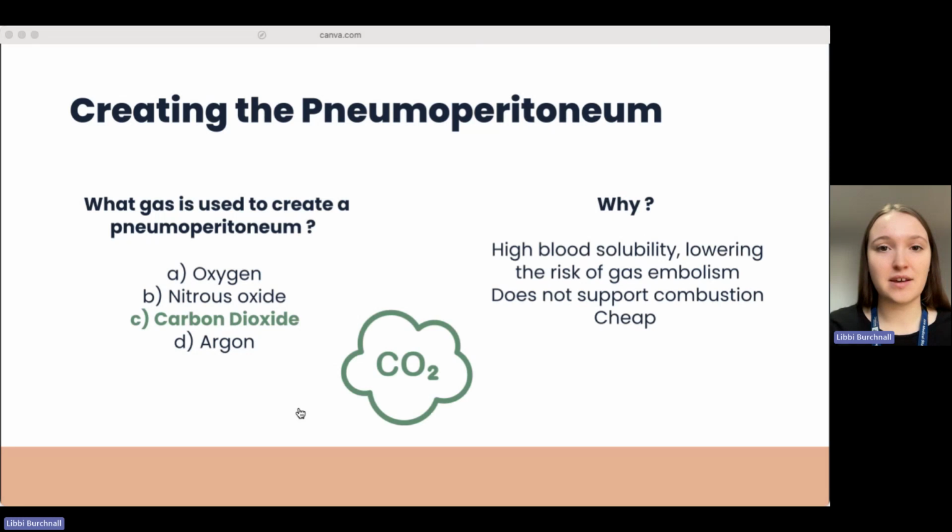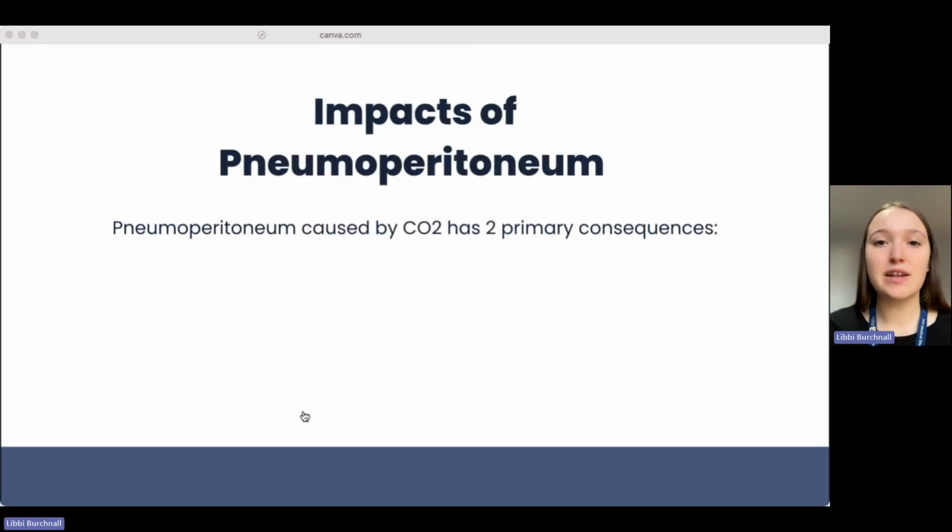So to create the pneumoperitoneum, the gas used is carbon dioxide. There are a few reasons for this. Firstly, it's because it's got high blood solubility. So as it's absorbed into the bloodstream, it means that it lowers the risk of a gas embolism. Carbon dioxide also does not support combustion, which is good because you can imagine in laparoscopic surgery, if you used oxygen to create the pneumoperitoneum, that when you're using the heat devices, that probably wouldn't end very well. And it's also cheap and it's also non-toxic. So carbon dioxide is the gas used. So we've spoken a little bit about how to create the pneumoperitoneum, why we do it, and the gas used.